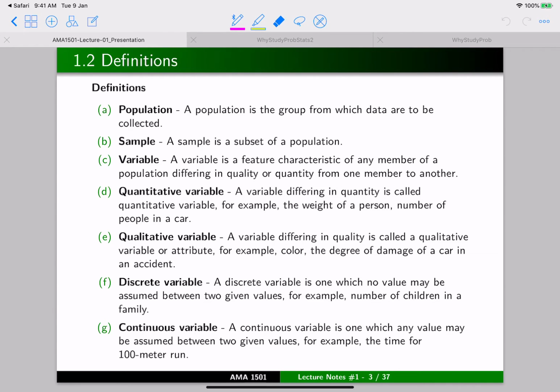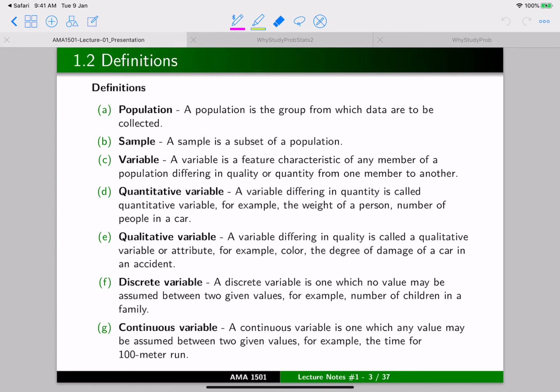A quantitative variable is a variable for which you can put a number to. For example, the weight of a person, the number of people in a car. A qualitative variable is something you cannot put a number to. For example, color or someone's religion.